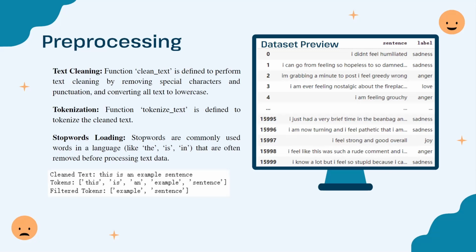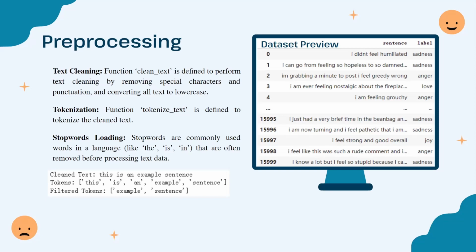First, for the data pre-processing, we do text cleaning, tokenization, and stop word removal. The output demonstrates the text pre-processing on an example sentence. After cleaning, the text reads it is an example sentence. Upon tokenization, the individual words are listed, like this, is, an, example, sentence. The final output shows the filtered tokens after removing stop words.